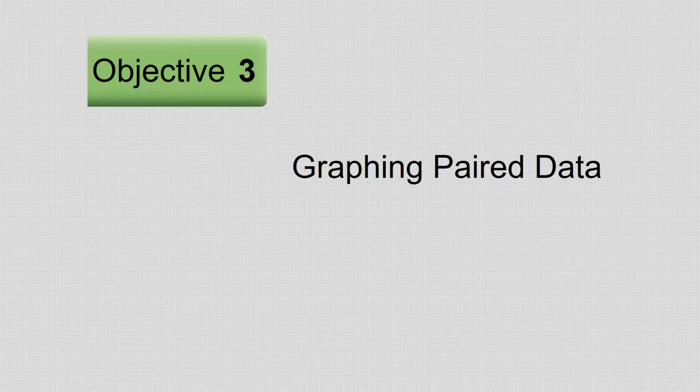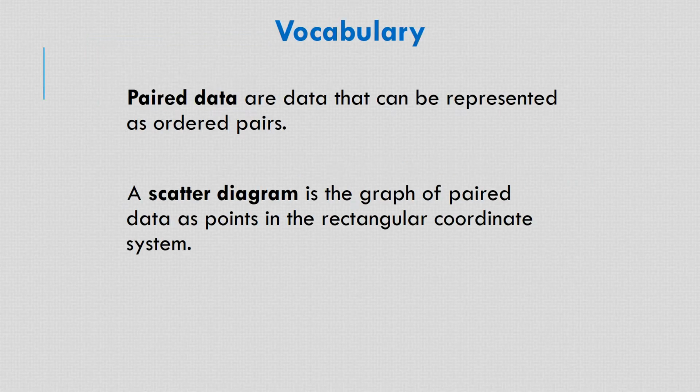Graphing paired data. So when you're graphing this, you are simply plotting points. Paired data are data that can be represented as ordered pairs. A lot of times it's a real world situation. A scatter diagram is the graph of the paired data. Scatter diagrams are not trying to make a line, they're not trying to make any other type of traditional function that you could think of. It's just plotting the information that's been given to you.